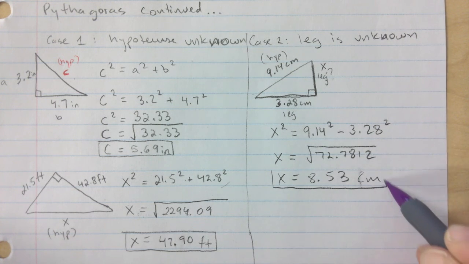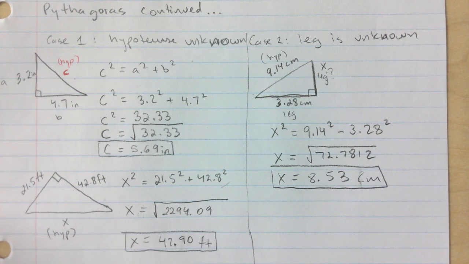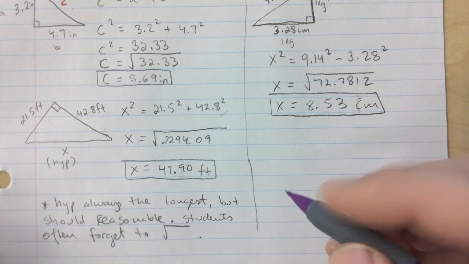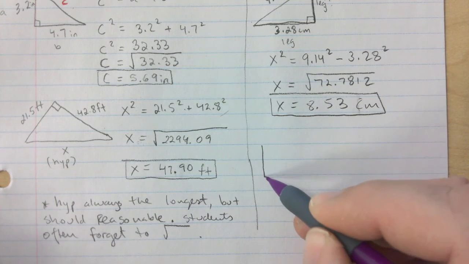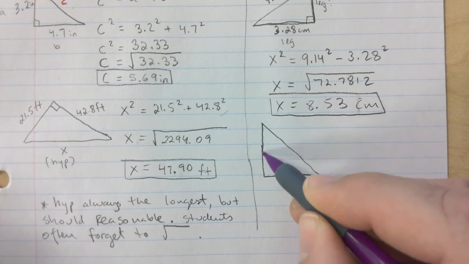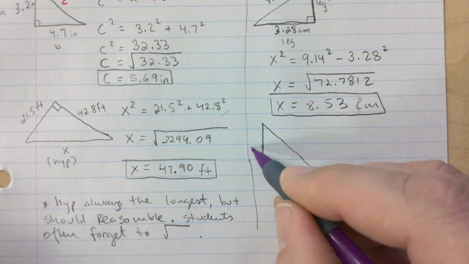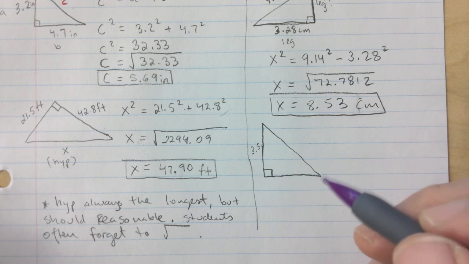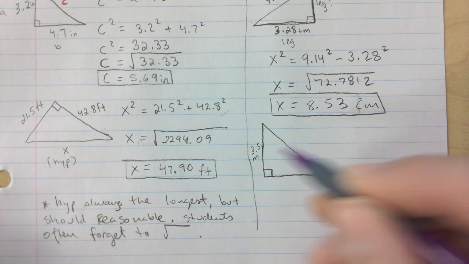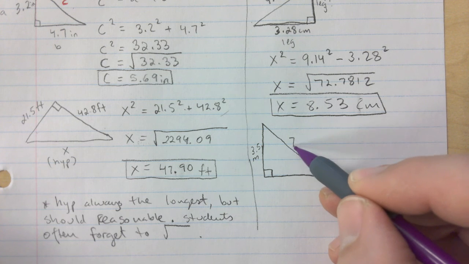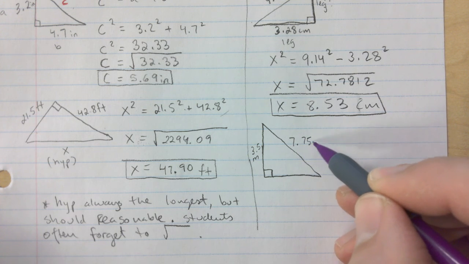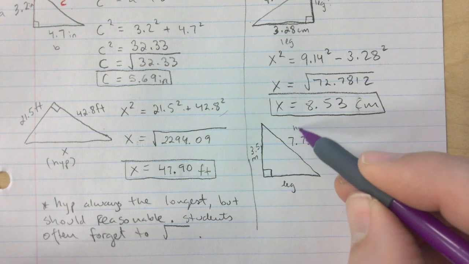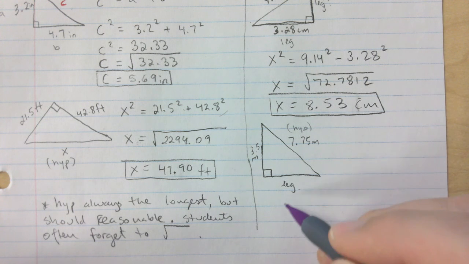Okay. So the important thing is to identify where your hypotenuse is, and then you go from there. One more. 3.5. We'll do meters. This is 7.75 meters. This is a leg. This is the hypotenuse. So this must be a leg. Let's call this y.